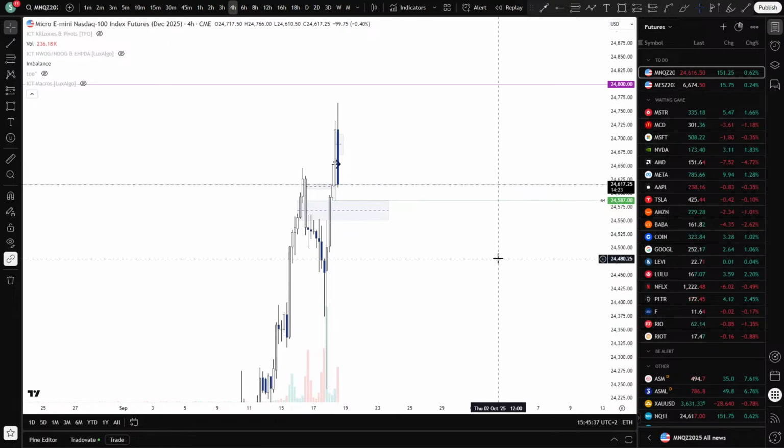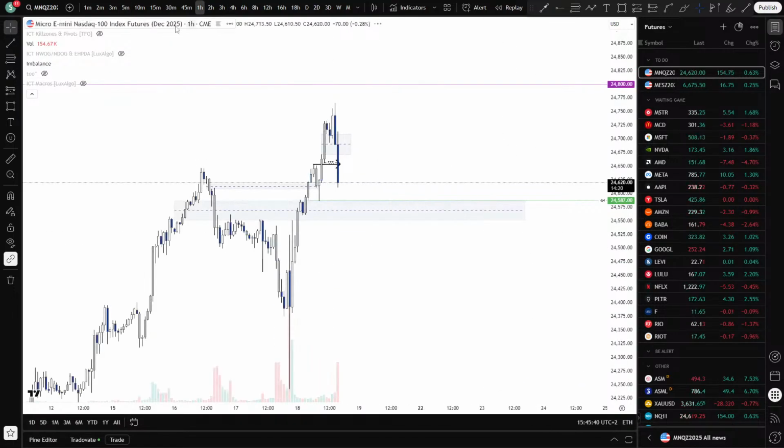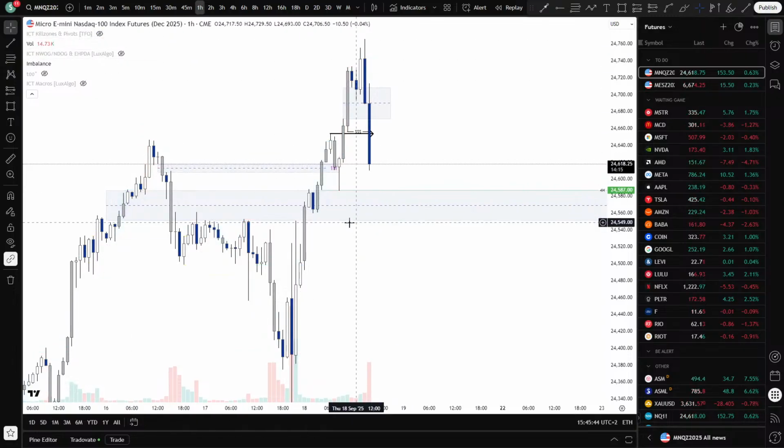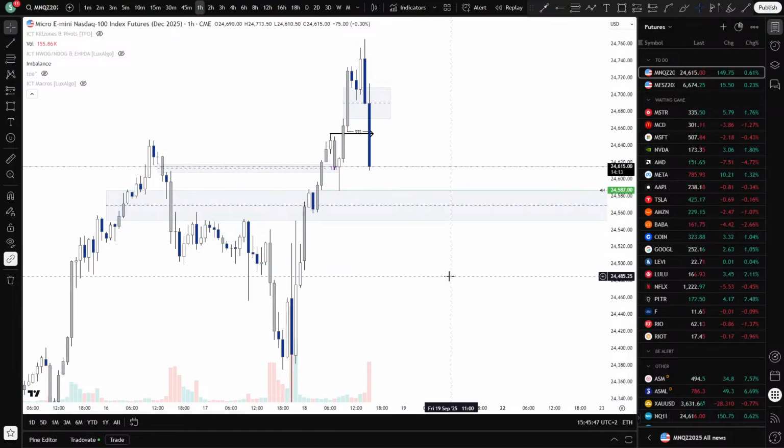Let me just start it like this. Probably below, yeah, both of your liquidity lows, session lows are collected right there as well.